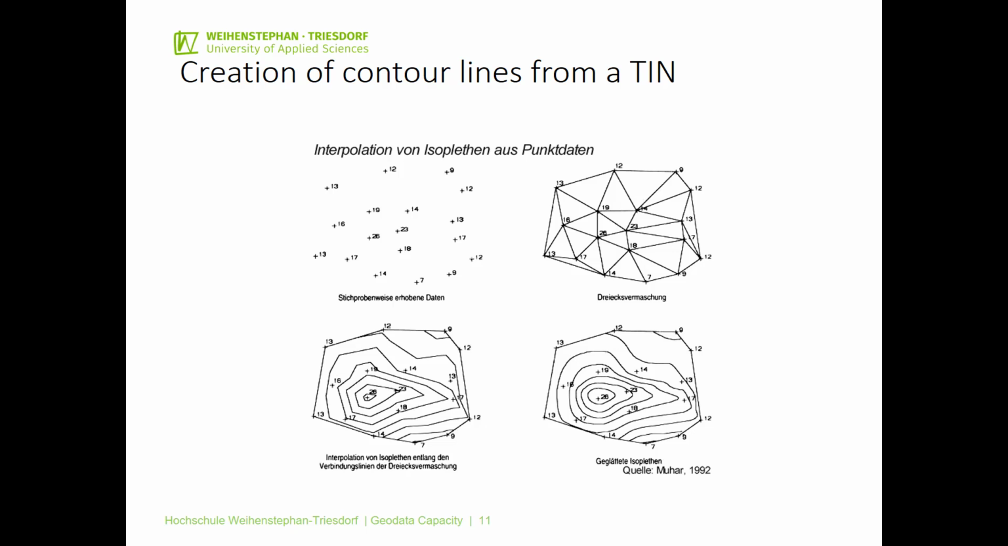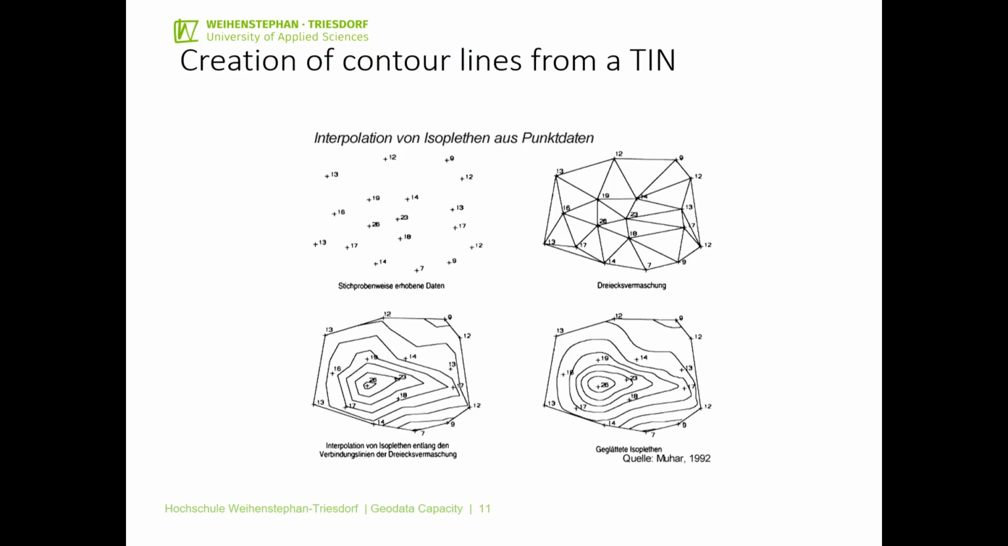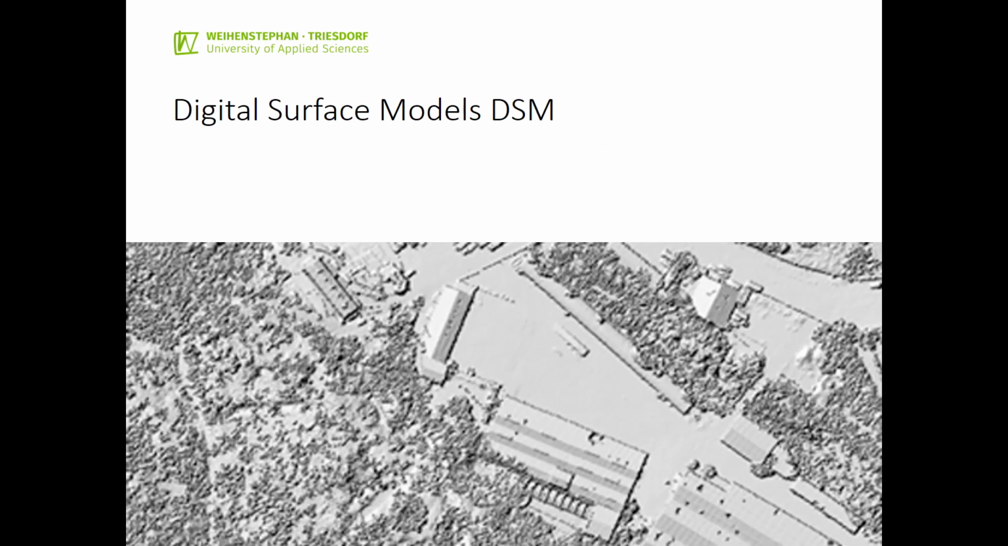There are other possibilities to represent a surface just by the elevation points. You could represent it through a raster or through contour lines. Here you see some of these variations from an older German source, but that's still valid. The TIN is one of the most efficient versions for computing. So for example, in computer games, usually a TIN is used for surfaces.